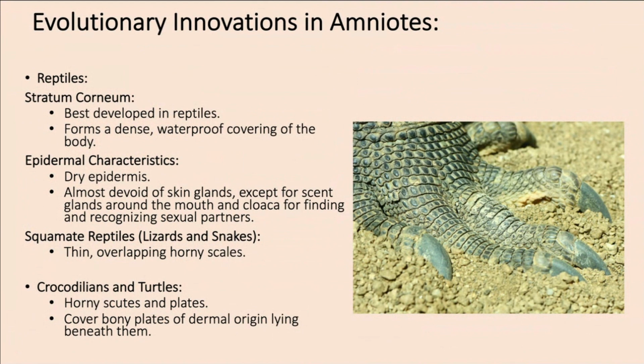Now the evolutionary innovations when it comes to the amniotes. The amniotes we mentioned are reptiles and birds. Now the reptiles, they have a stratum corneum, within their epidermis, which is the top layer. The stratum corneum is best developed in the reptiles, because it is adapted in a way which allows them to protect themselves to a full level. They can protect themselves from water loss.